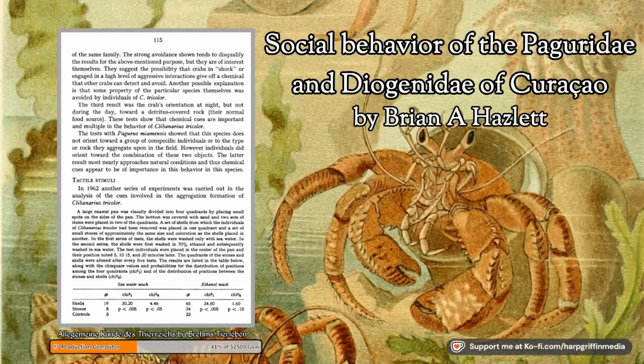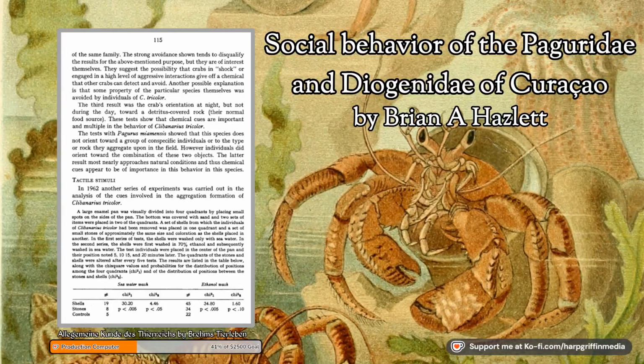Tactile stimuli. In 1962, another series of experiments was carried out in the analysis of the cues involved in the aggregation formation of Clibinarius tricolor. A large enamel pan was visually divided into 4 quadrants by placing small spots on the sides of the pan. The bottom was covered with sand, and 2 sets of items were placed in 2 of the quadrants.